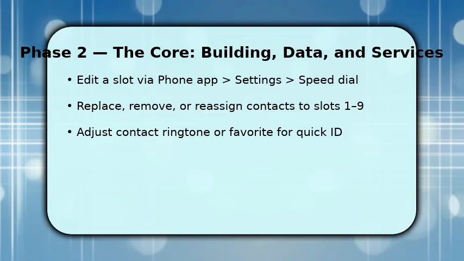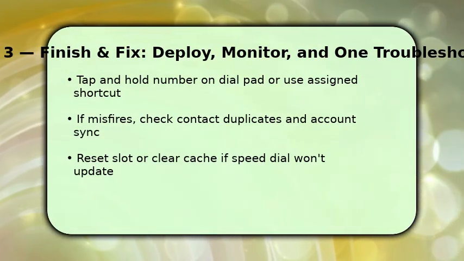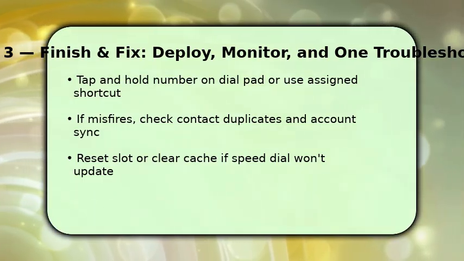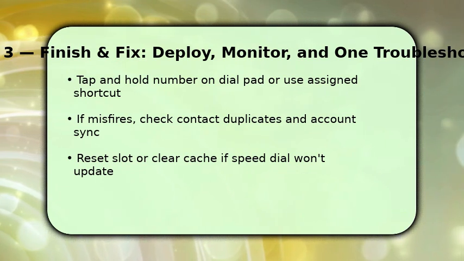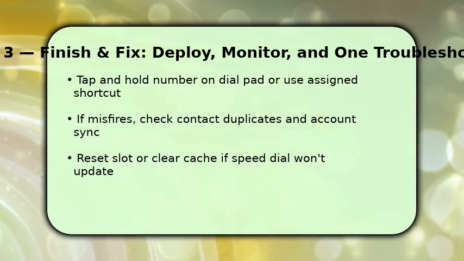across phones. To place a call, tap and hold the number on the dial pad or use the shortcut in your contacts. Speed dial calls immediately. If a call goes to the wrong person, there's usually a duplicate contact or an account sync issue. Check merged entries and active accounts.